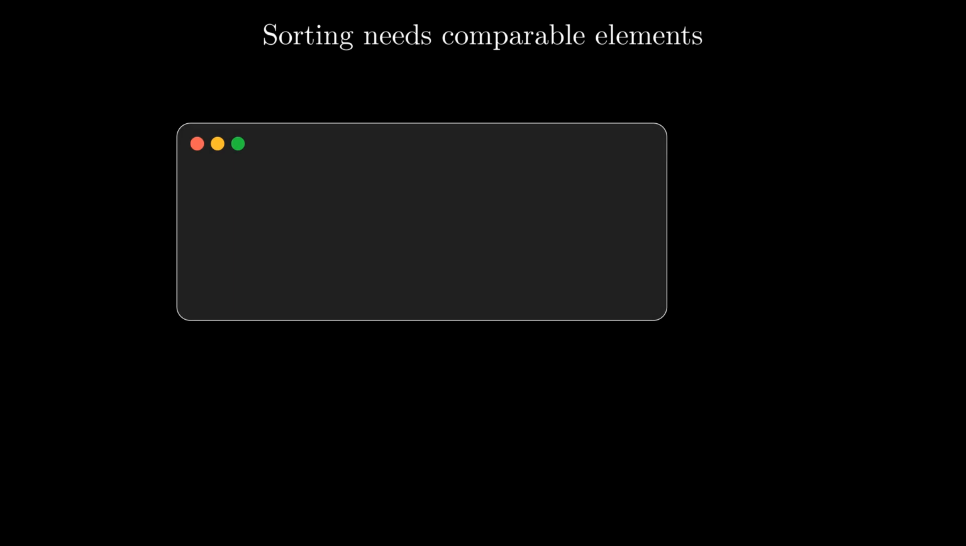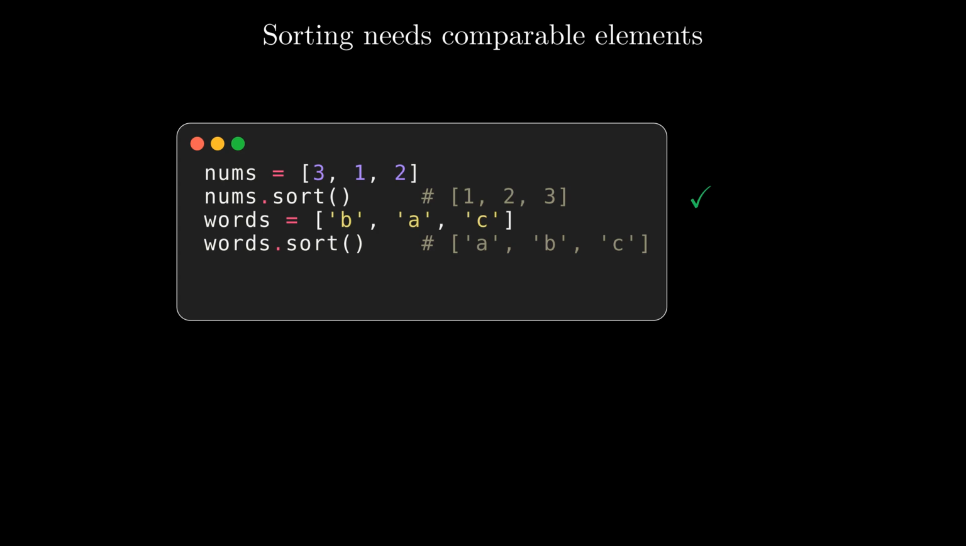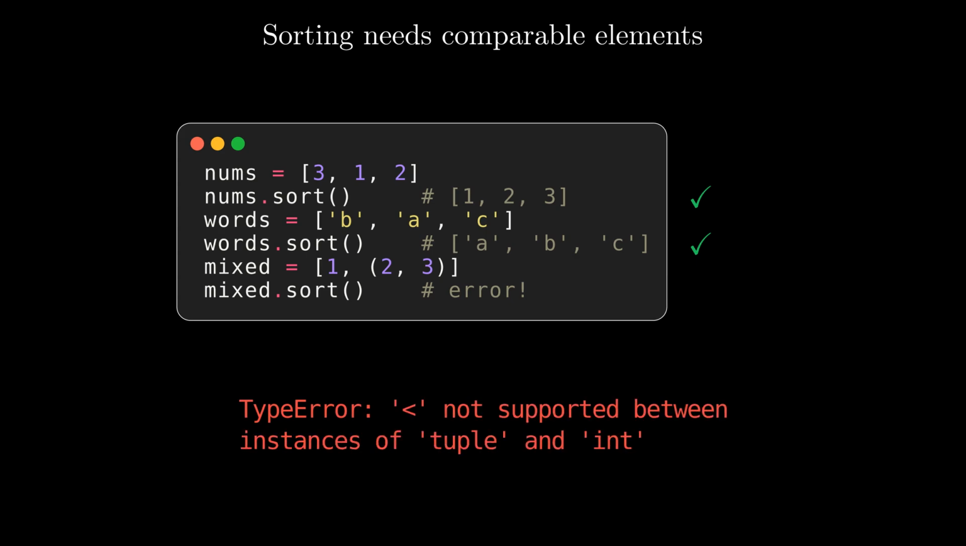Sorting only works when the elements can be compared to one another. For integers, sorted order means increasing. For strings, it means alphabetical. But if you build a list holding, say, an integer and a tuple, and then try to sort it, Python has no idea which one is bigger. Behind the scenes, it uses less than to compare elements, and it cannot decide whether a tuple ranks above or below an integer, so it raises a TypeError. The rule: for sort to work, the list must contain things that can be ordered, all integers, or all strings.